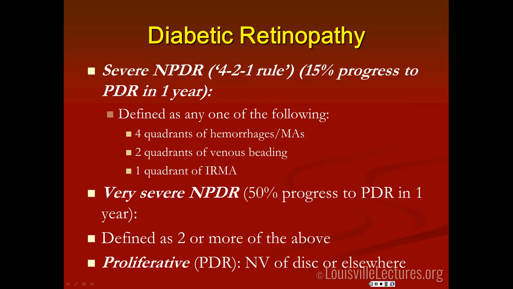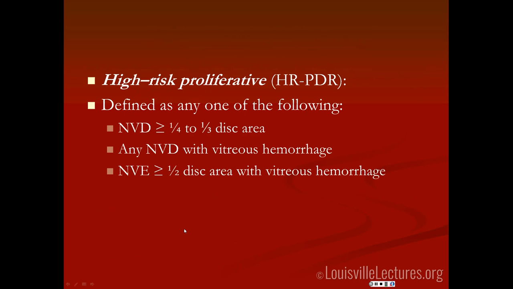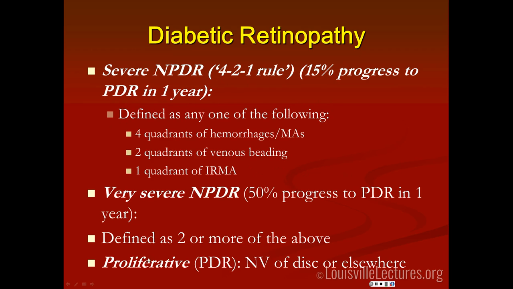PDR means they have any NVD or NVE, or any vitreous hemorrhage caused by either the NVD or NVE. And if they get very severe NPDR, which is 2 of the above criteria, they have a 50% chance of progressing to PDR in 1 year. So, like I said, PDR is just neovascularization of the disc or elsewhere.